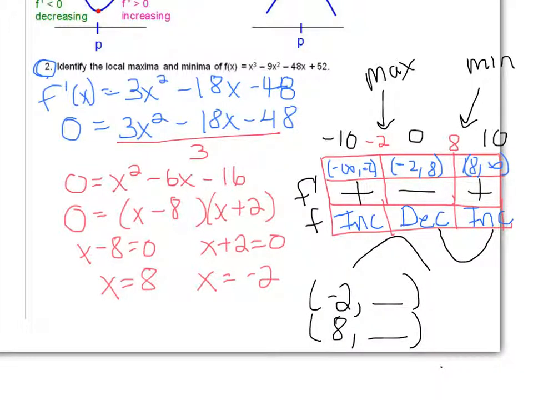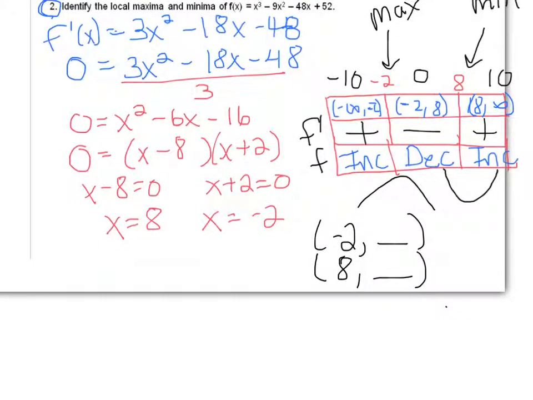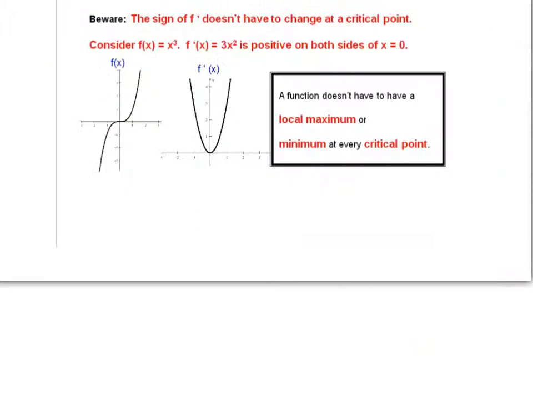So to find the values of these y's, we're going to use the original function back up here, f of x, and plug in -2 and 8. So now here's one caution.